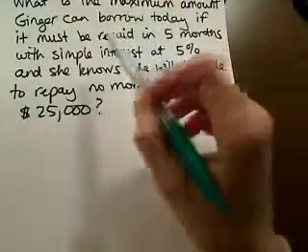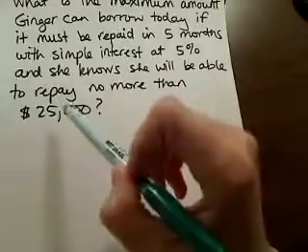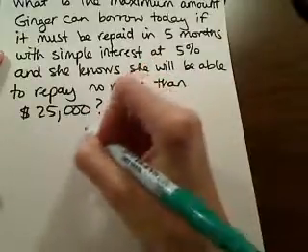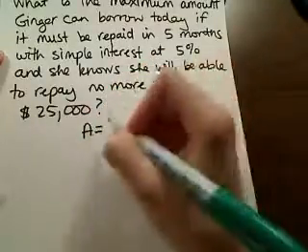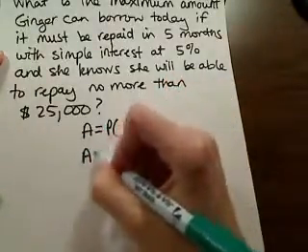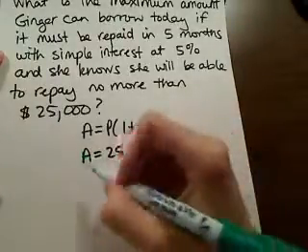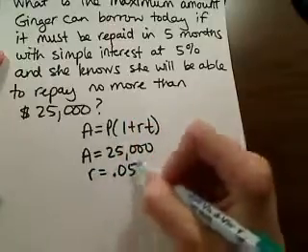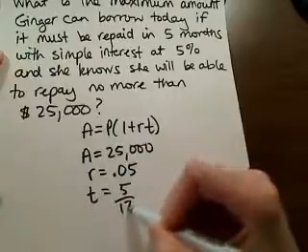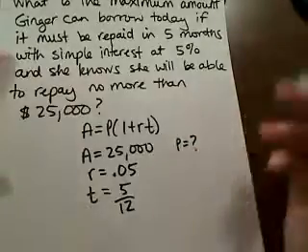So this one is, what is the maximum amount that she can borrow today if it must be repaid in 5 months with simple interest 5%, and she's only going to be able to repay $25,000. Okay, so again, because they're telling us that we're dealing with simple interest, here's our formula. The pieces that are given here, the A is the 25,000. That's the amount that she's repaying sometime later. The interest rate here is 0.05, and the time in this one is 5 months. So that's 5/12 of a year. And then again, we're trying to find the principal in this problem.